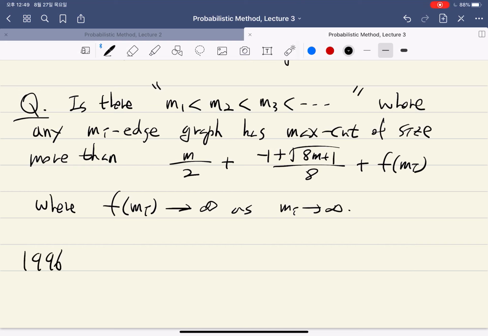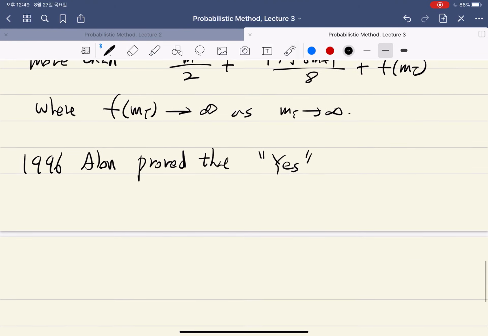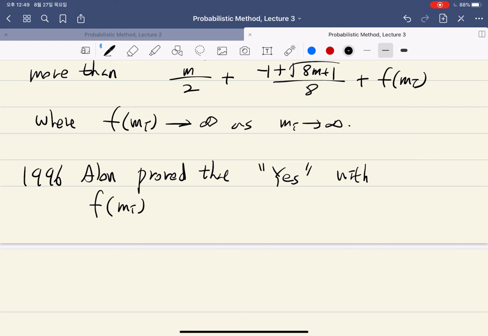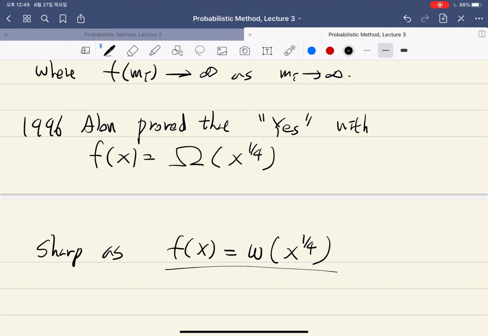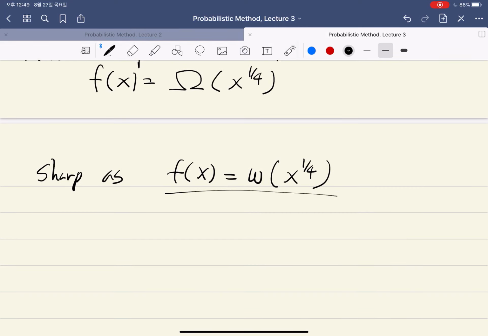And in 1996, Alon actually proved this. The answer is yes, with this f being big omega of x to the 1/4. And he proved that this is sharp, as you cannot prove the same thing with a function which is growing much faster than x to the 1/4. And still, there is some research going on in this direction.